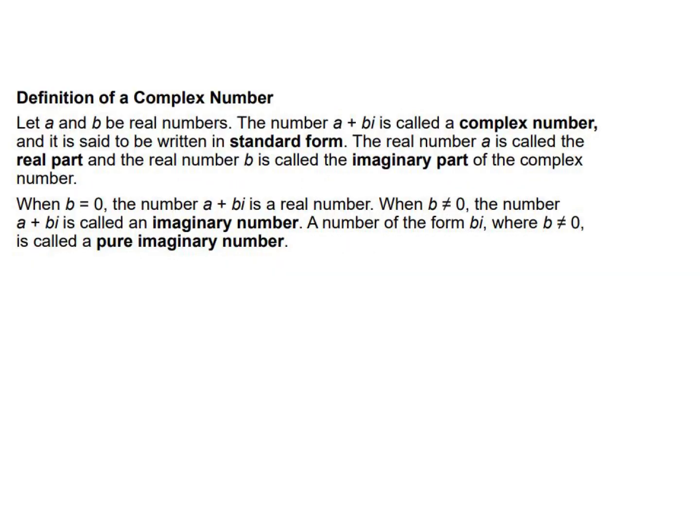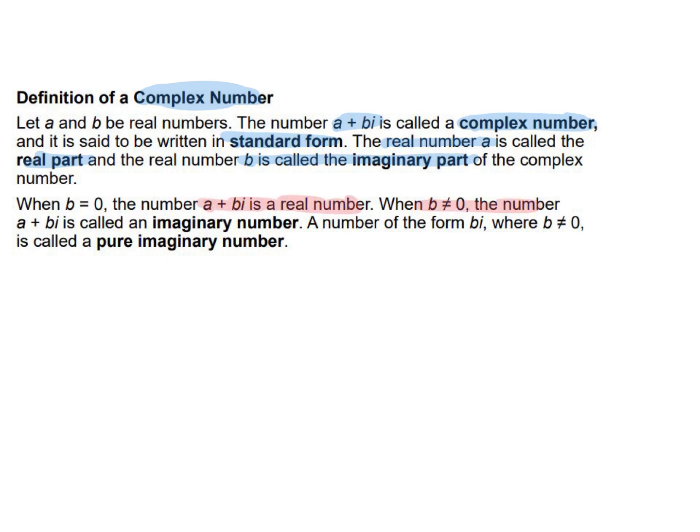All right. Now, i is the imaginary part, but we also have what we call a complex number. So a and b can be real numbers. The number a plus bi is called a complex number, and it is said to be written in standard form. The real number a is called the real part, and the real number b is called the imaginary part of a complex number. When b equals 0, the number a plus bi is a real number.